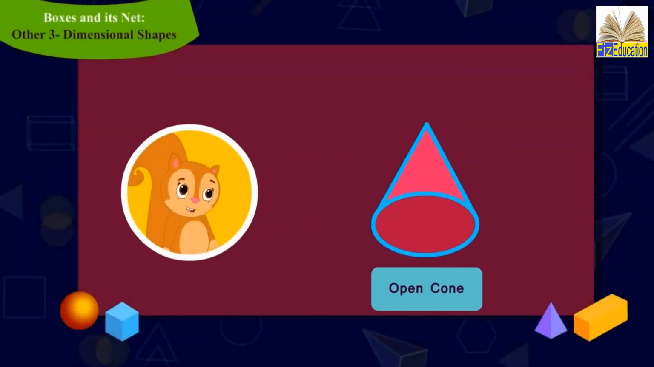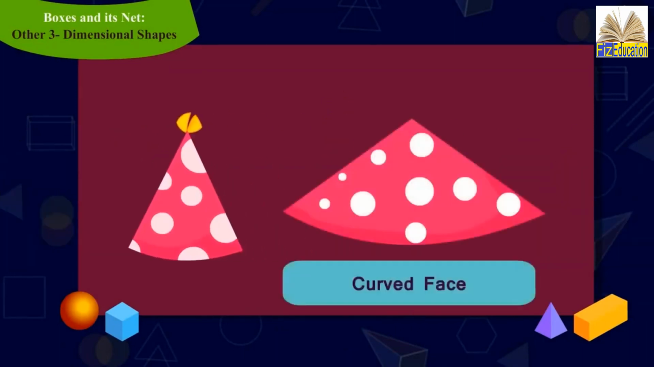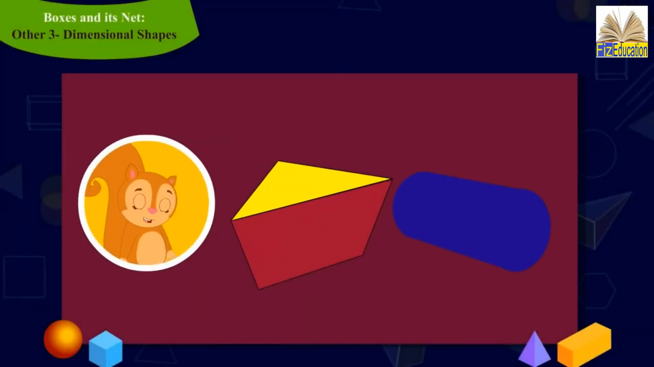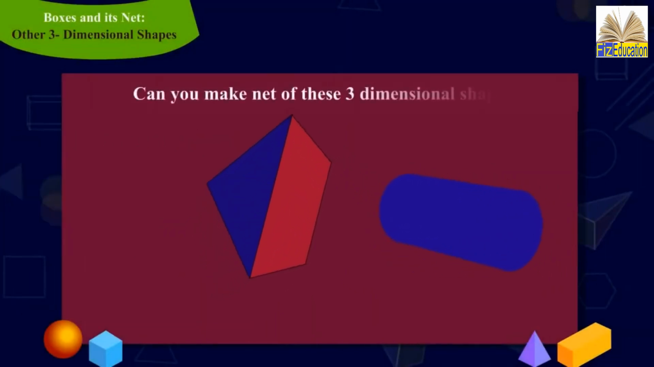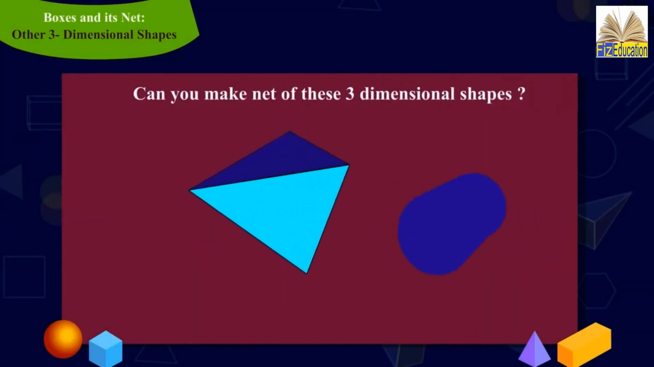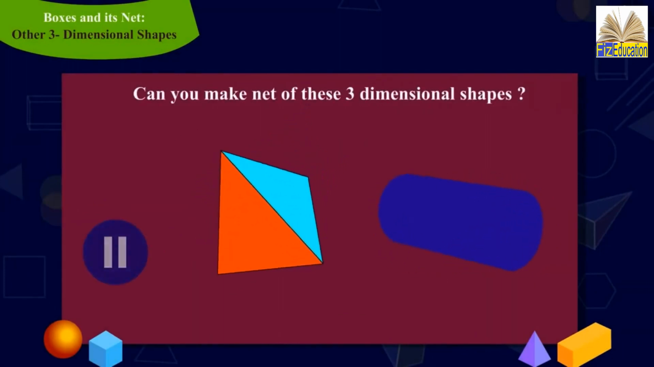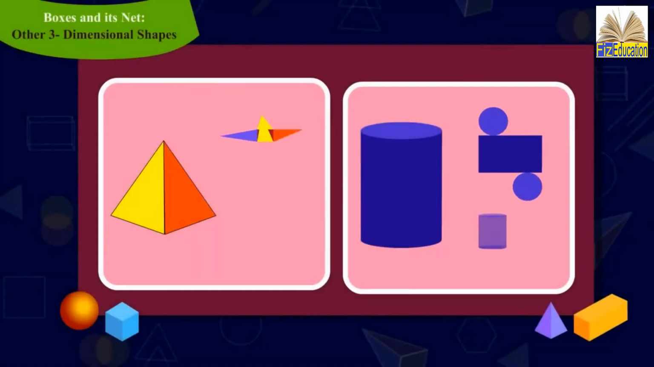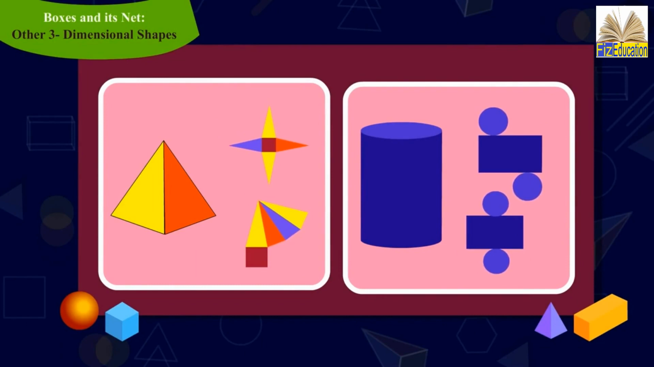Chanda, in order to know the shape of the net of the open cone, took a hat and opened it in a way. Kids, the shape of the net of an open cone looks like this figure. Chanda saw two more such shapes in the party. Can you help Chanda make net of these shapes? You can find the answer by pausing the video. Kids, you have found the right answer. You can also draw shapes in these ways.